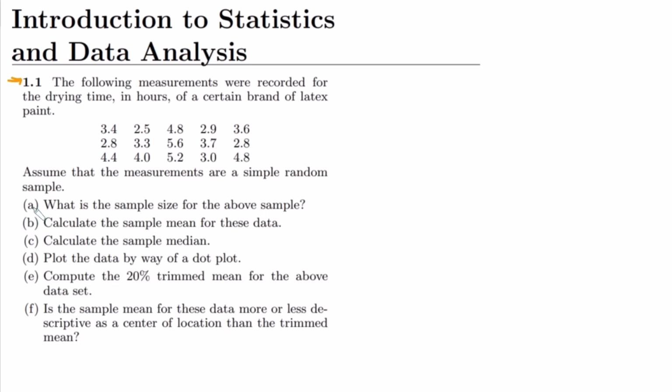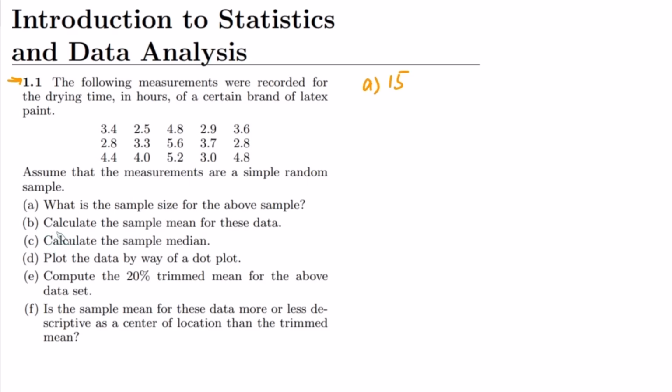So what is A? A is: what is the sample size for the above sample? The sample size here is the number of samples, so we count: 1 2 3 4 5 6 7 8 9 10 11 12 13 14 15. So the answer of part A is 15.